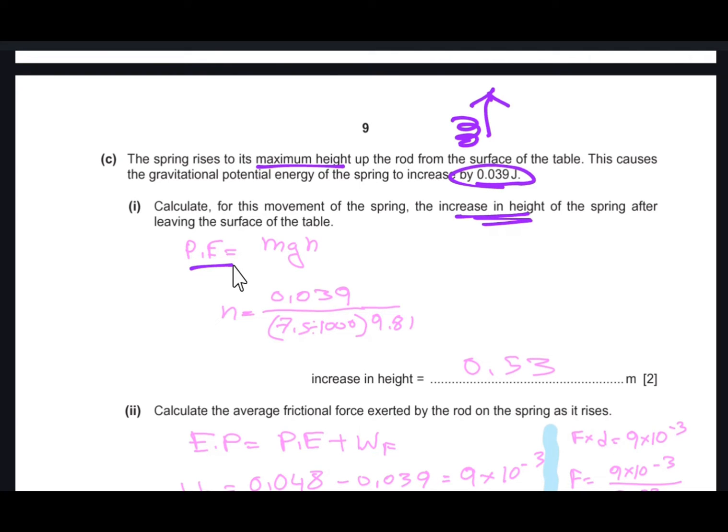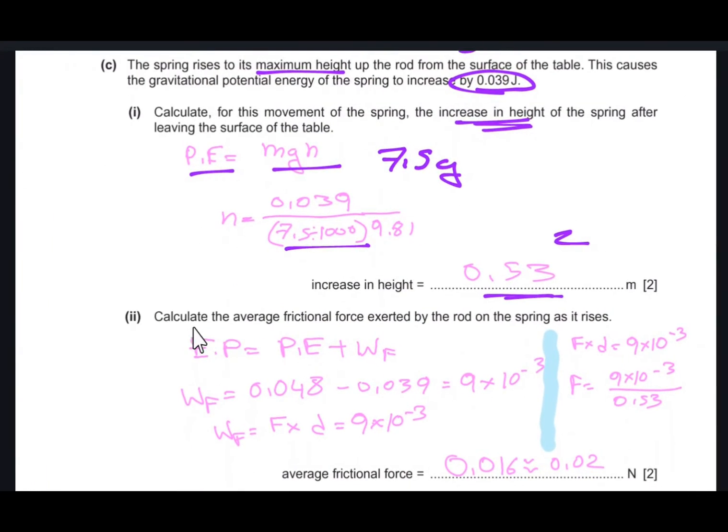So we know that gravitational potential energy is equal to mass into gravitational field strength into height, and we know the value of mass, that is 7.5 gram. We must convert it to kilogram, and the gravitational field strength is 9.81, so the height comes to be 0.53 to 2 significant figures.